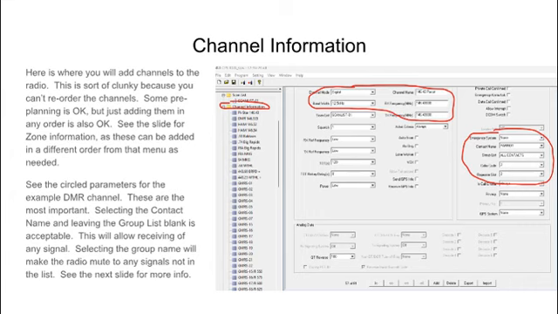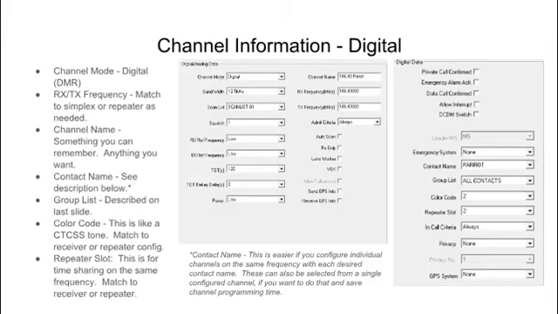Selecting the contact name and leaving the group list blank is acceptable. This will allow receiving of any signal. Selecting the group name will make the radio mute to any signals not in the list. See the next slide for more info. Channel information, digital RX/TX frequency, match to simplex or repeater as needed. Channel name, something you can remember. Anything you want. Contact name.